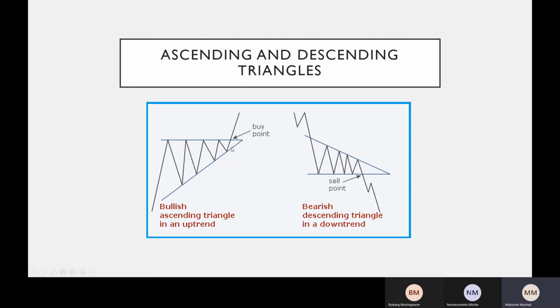And to minimize your risk, your stop loss will be somewhere below this resistance level, which has become your support level in this case. So it will be below that level. That's what's going to happen with the ascending triangle.